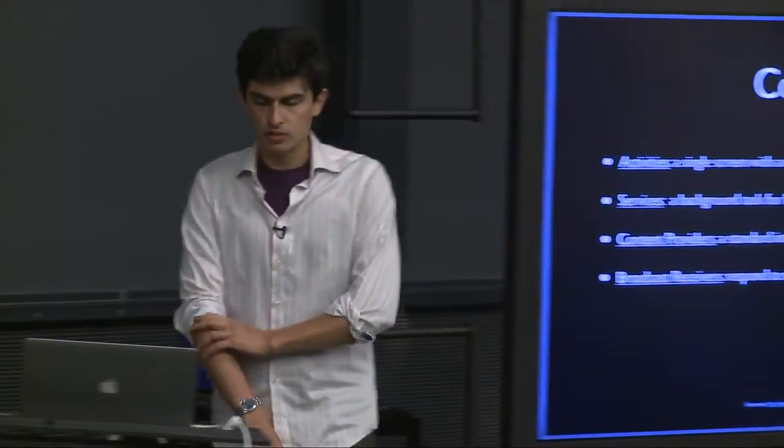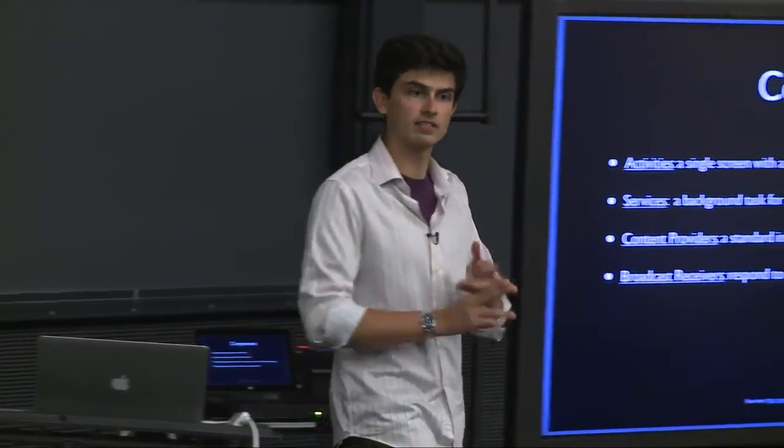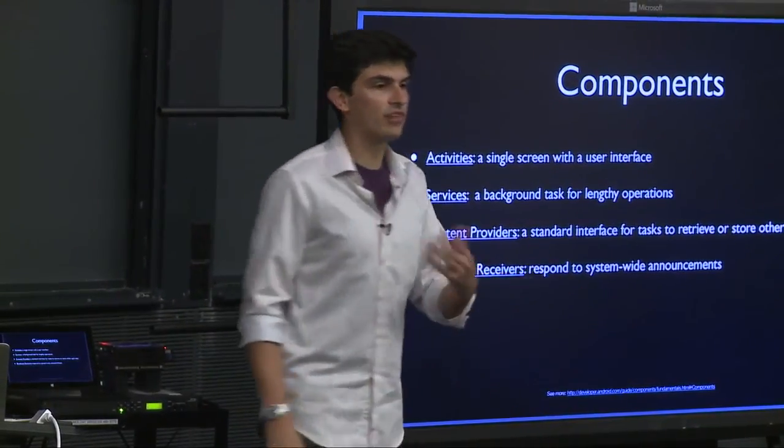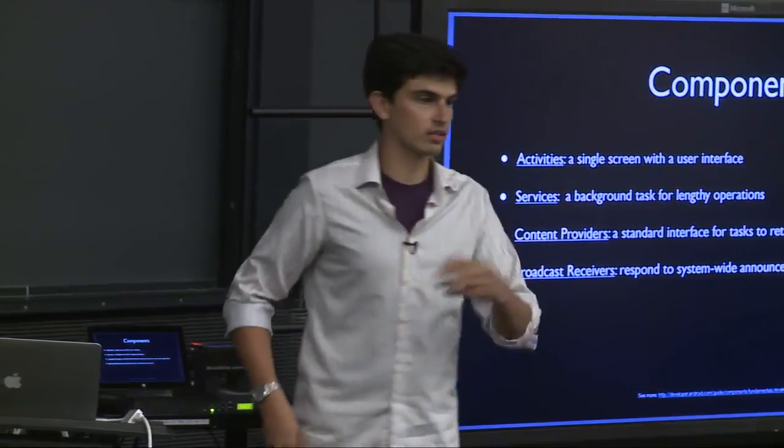Broadcast receivers respond to system-wide announcements. The phone will broadcast to all of the applications that the screen has gone dim, or that the battery is running low, or that the Wi-Fi has been turned on or off, or a variety of other things. Even applications themselves can send broadcasts to the entire system as a whole. And you can define which, if any, of these you're interested in responding to.